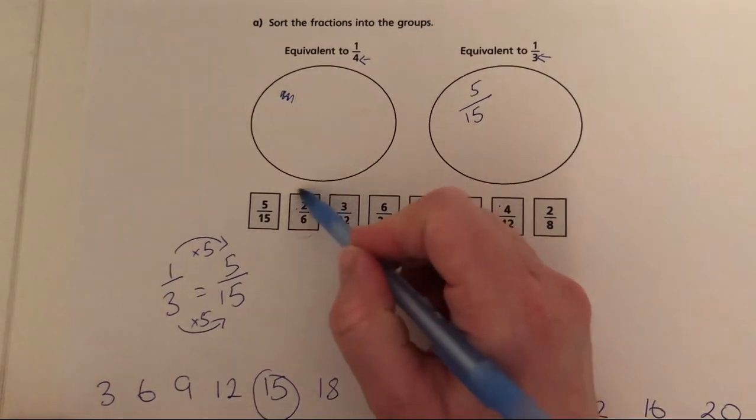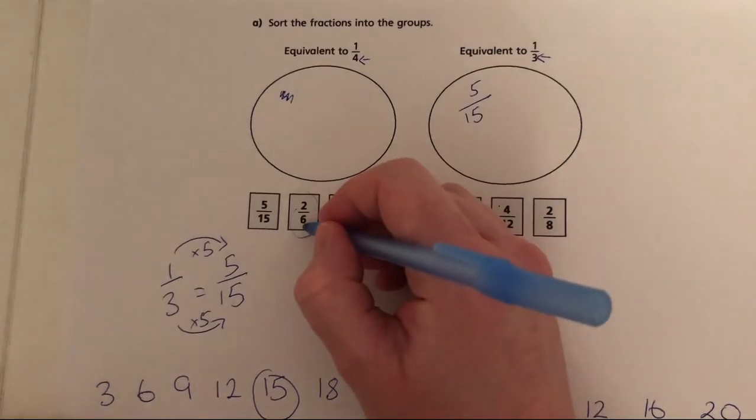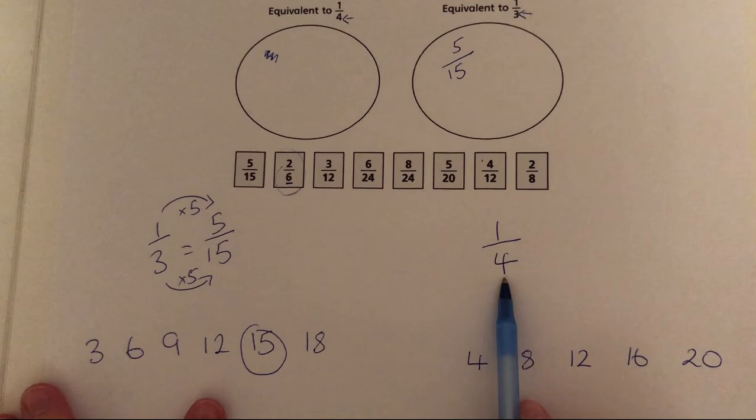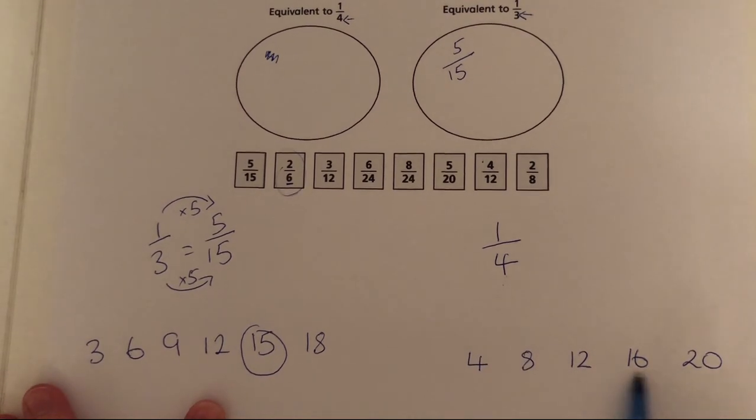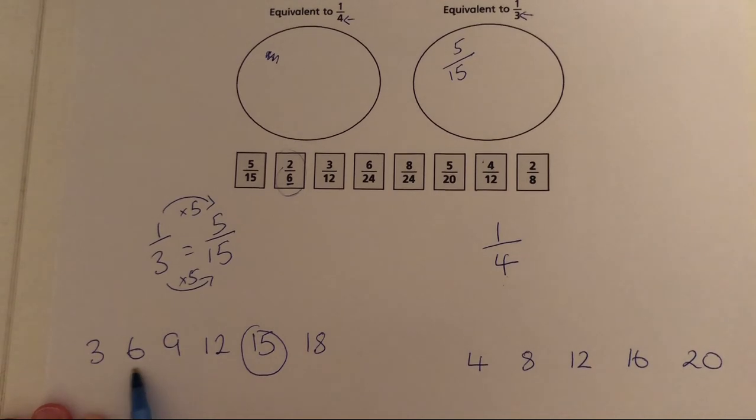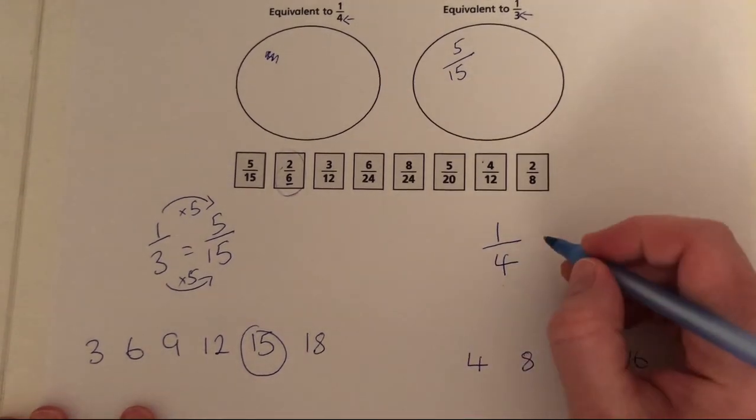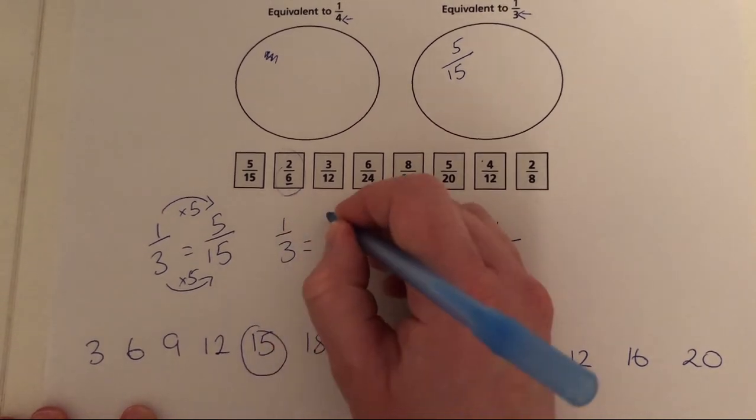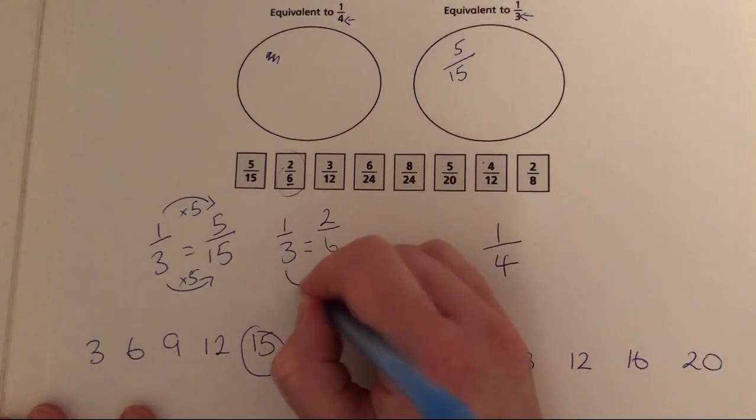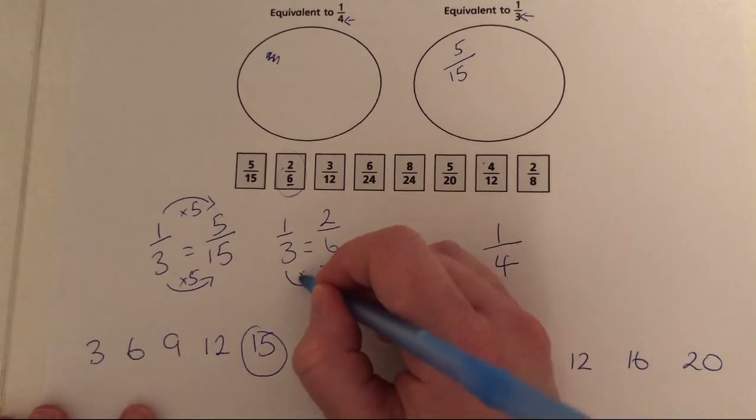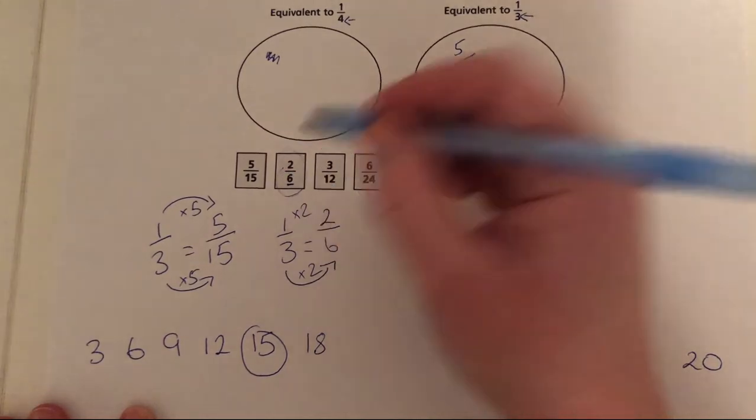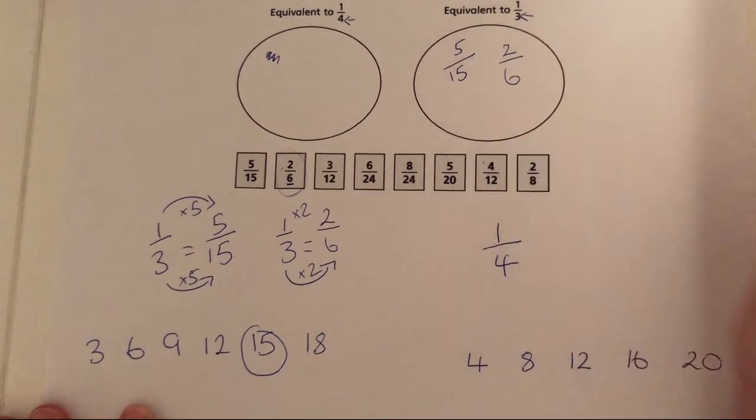Let's have a look at 2/6. Again, let's look at that 6. Look at your multiples. When I'm going up in 4s, do I ever get to 6? No, I don't. When I'm counting in 3s, yes, I do. But I'm going to double check my work. So 1/3 is equivalent to 2/6. Let's check. 3 times 2 is 6. 1 times 2 is 2. So yes, 2/6 is also equal to 1/3.